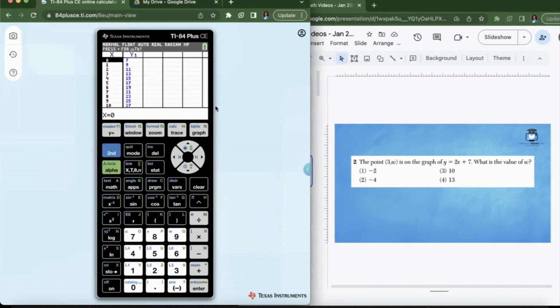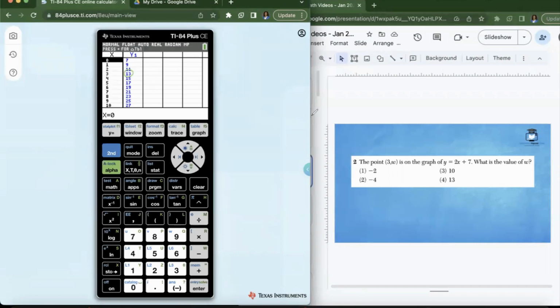Now we can see our table. The question asks, what is w when basically our input value is 3? So I'm going to take a look at the 3 value when x is 3, and our output value is actually 13.